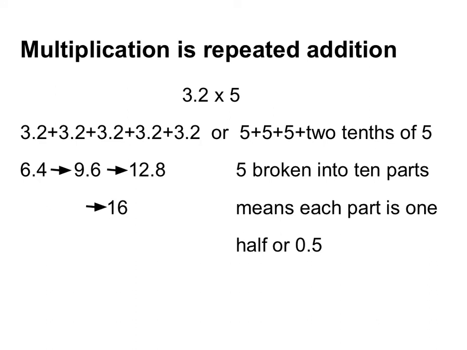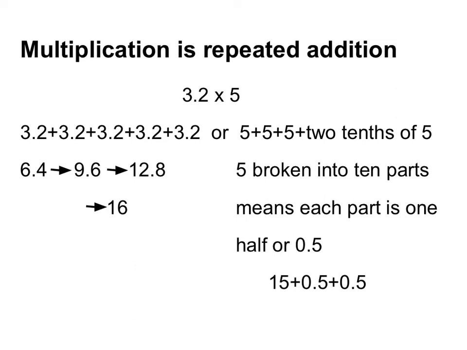To figure out the 2/10 of 5, that's a little bit harder part. So I'm taking the number 5, I'm breaking it into 10 parts. Well, if I take 5 and I break it into 10 parts, that means each one needs to get broken into 2 parts. And so I end up with a half, or 5/10. So 5 broken into 10 parts means that each part is a half. And then I'm going to need 2 of those.